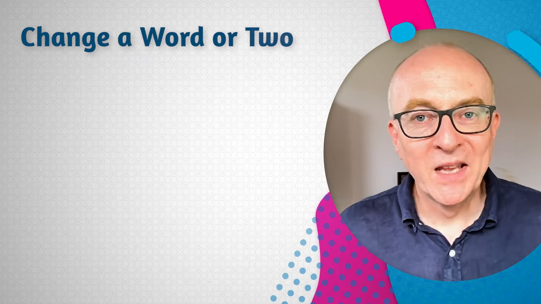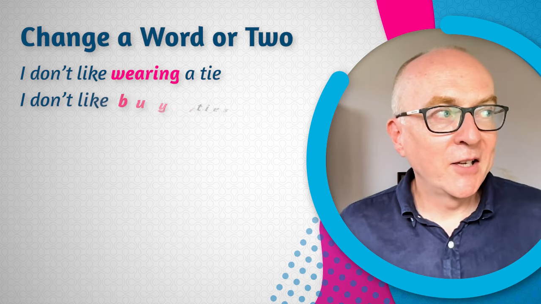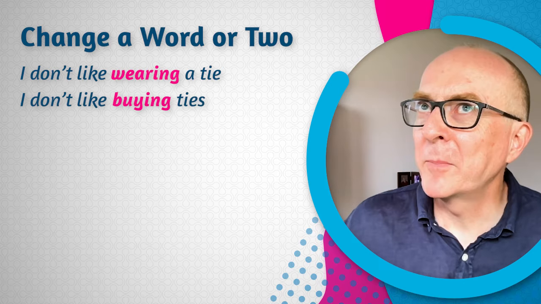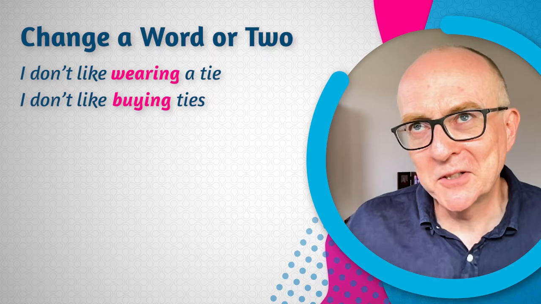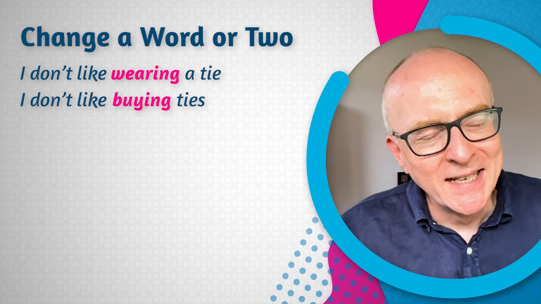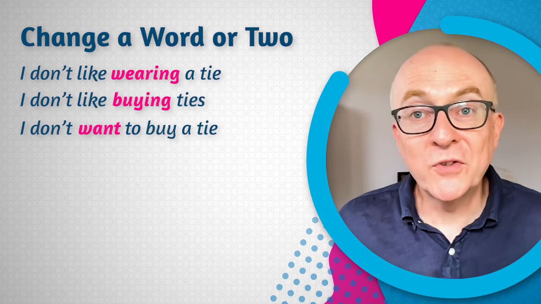The second one is to change a word or two, but keep the word tie or the vocabulary you're practicing. For example, I don't like wearing a tie. I don't like buying a tie. Or I don't like buying ties would be better, right? Because it's all ties. So just notice when you change words, you may have to change the grammar. I don't want to buy a tie.